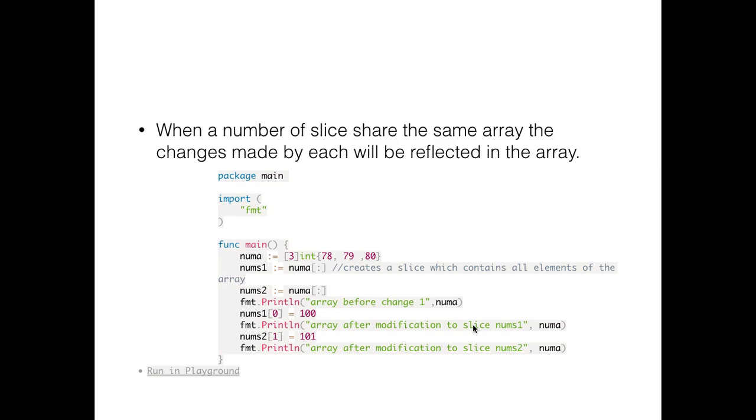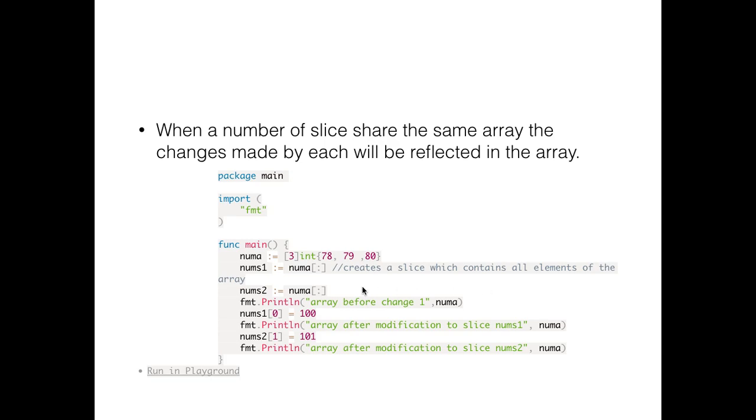So if more than one slice shares the same array, then modifying each slice will be reflected in the array as well. So if we modify slice 1, which shares the array, and then slice 2 that shares the same array, then both changes will be reflected in the array as well.